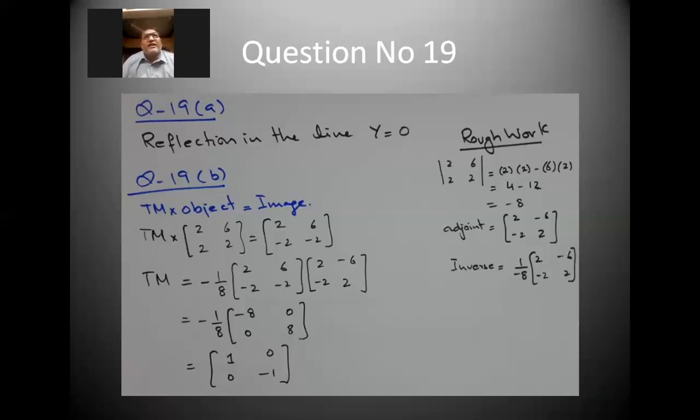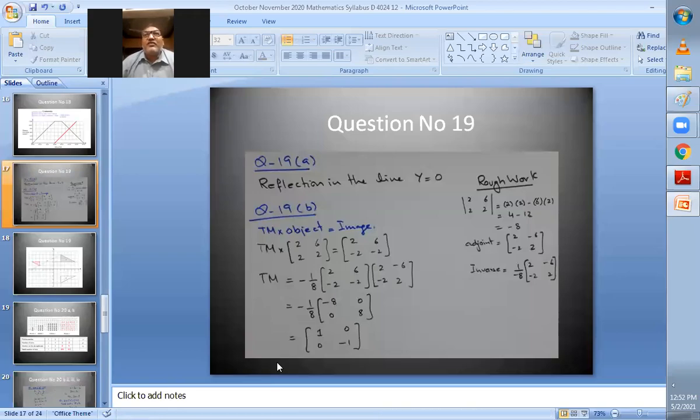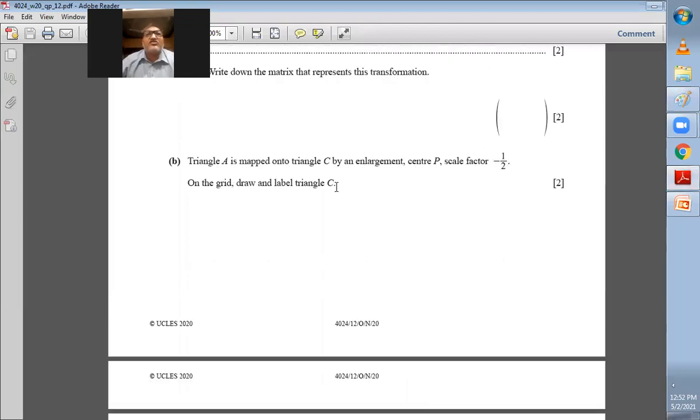A lot of people can memorize it. The list is given in your book of these matrices. You can memorize it, but our technique is, if I know the object and I know the image, then by using 2 points of the object and corresponding points in the image, I can use this technique and find out the transformation matrix. Very simple, but if it's new for you, please practice it and you will master this concept. So that was question number 19. Let's move to the next question.